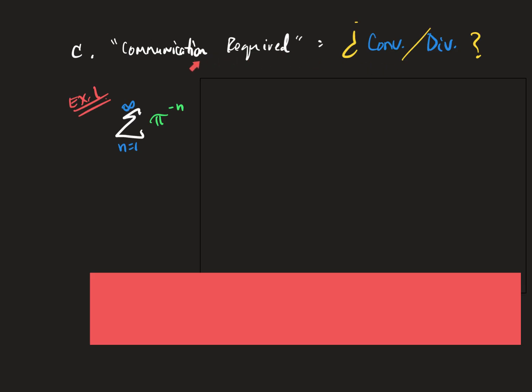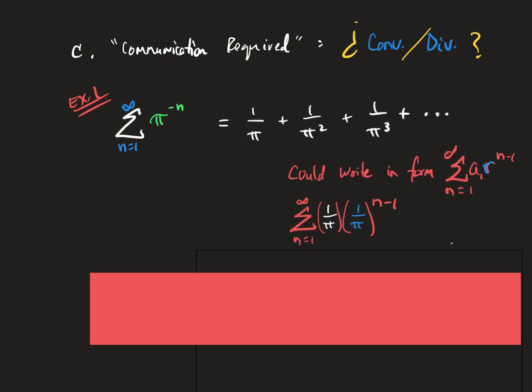Converge or diverge, what's the communication that's required? Here we have a series. Is it geometric? If you expand it, you'll see that it is. When you expand it, we get that. And it's multiplied by 1/pi every time, so it's geometric. And that ratio is 1/pi. So first term times the ratio to the n minus 1. This generates this series. Notice these look different, but they're algebraically equivalent. This one here just happens to be standard form.